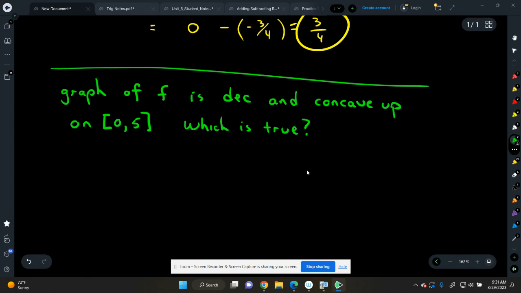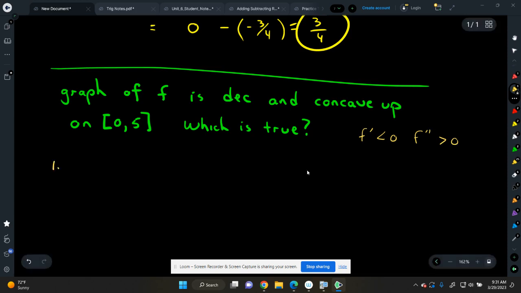Okay, so f is decreasing and concave up. That means that f prime is less than 0 and f double prime is greater than 0. That's what comes to my mind right away.